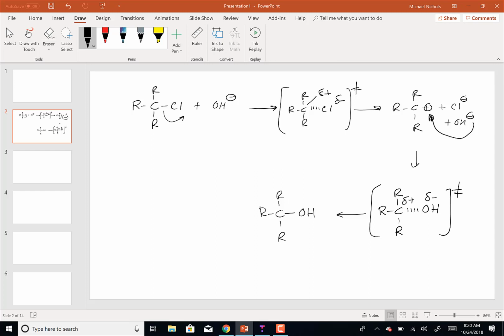Now, people have asked, what is this? This is a double dagger. And the double dagger means that what's in the brackets is a transition state. Sometimes we put intermediates in brackets, but the double dagger means it's a transition state. So when you see that, that's what it means. Right? So there's a complete two-step mechanism for this SN1 reaction.